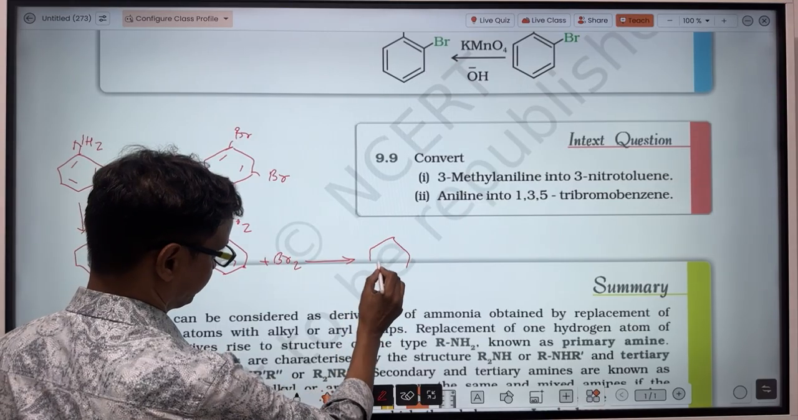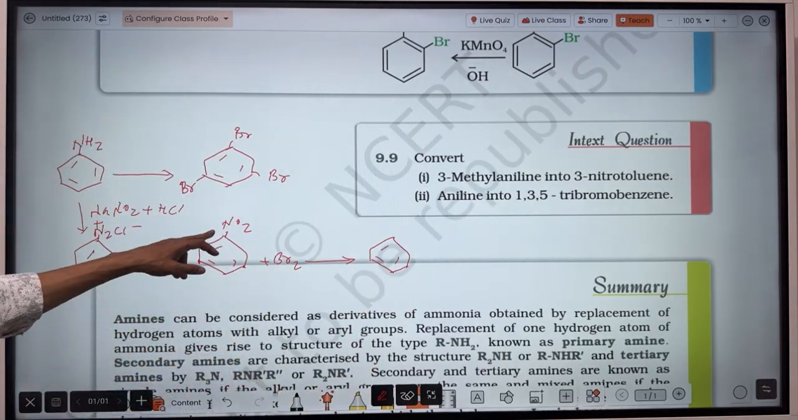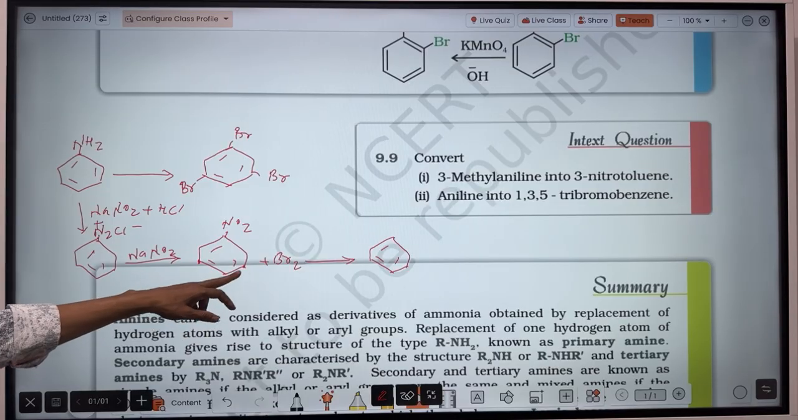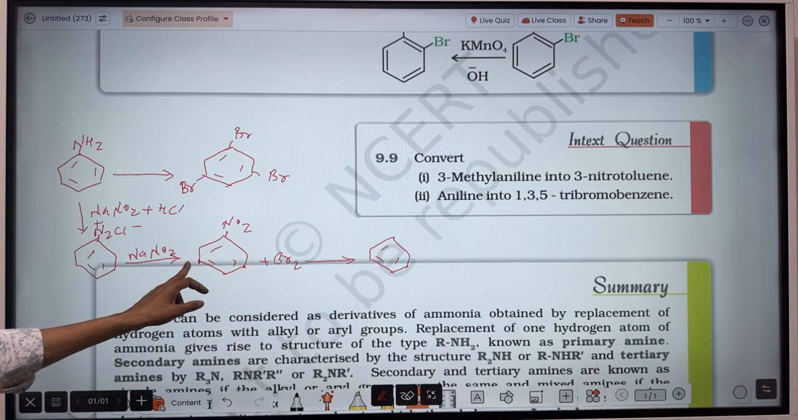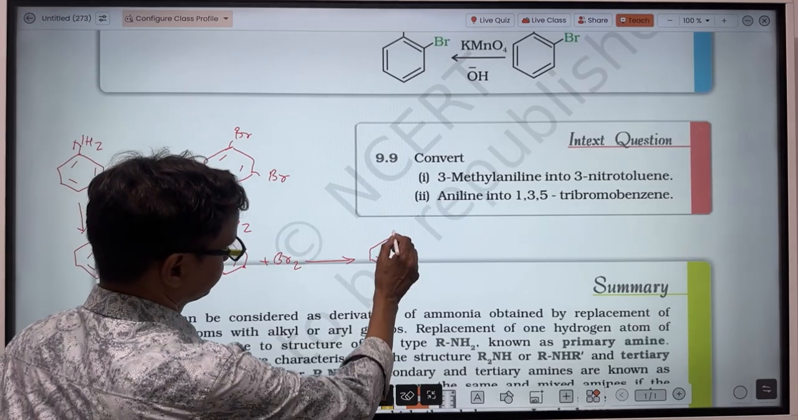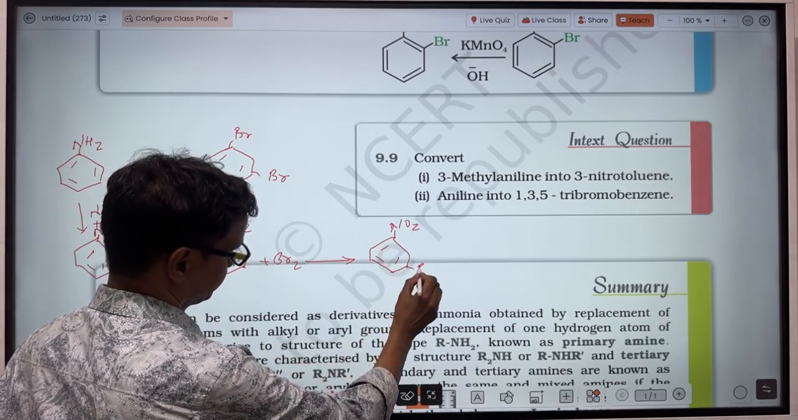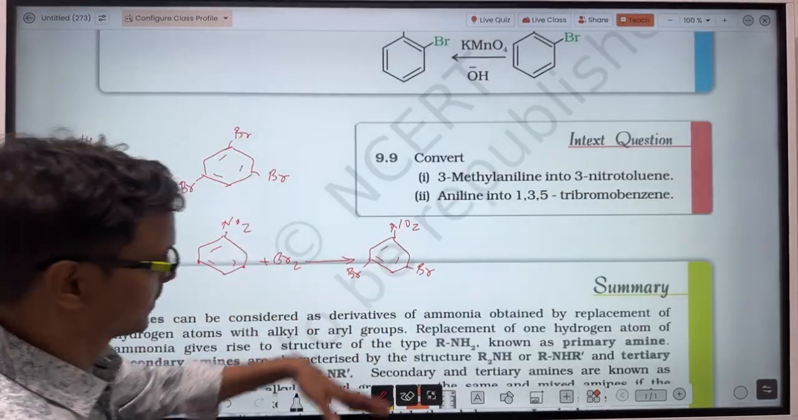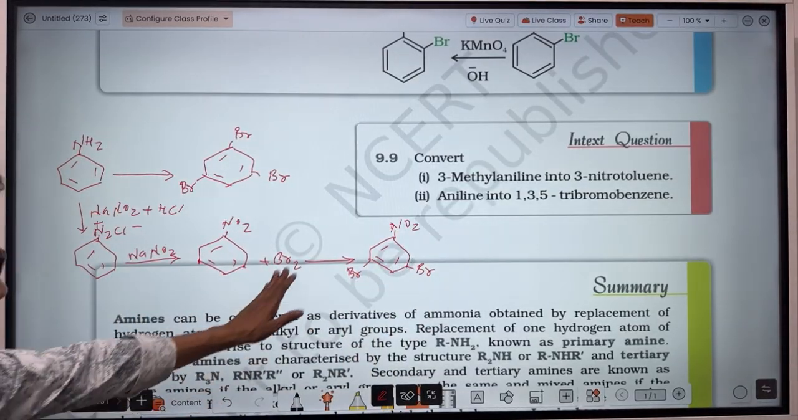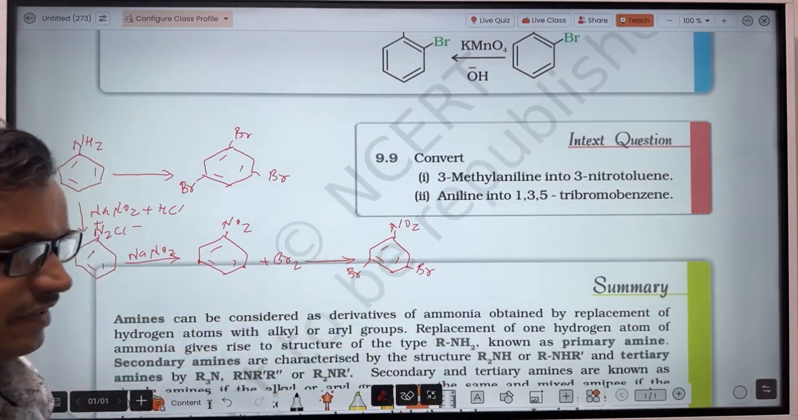So why at 3 and 5? Because NO2 is a meta directing group. So it will give position to the bromine at the meta position. So here and here. This one. Again, then after you will have to replace this NO2 by the bromine.